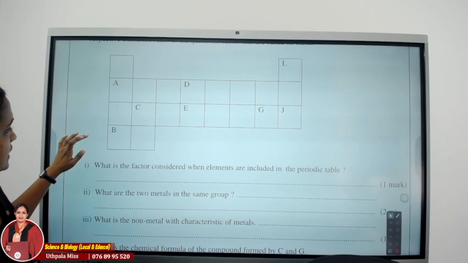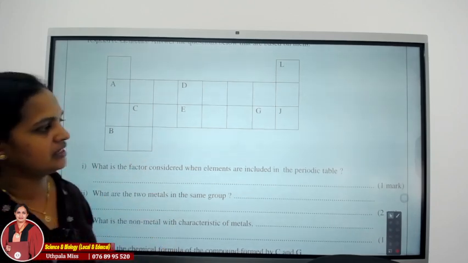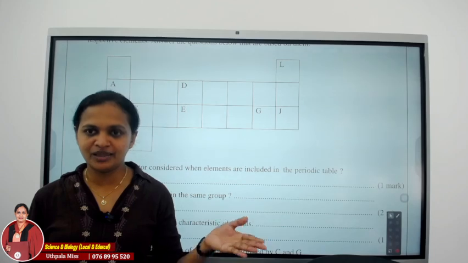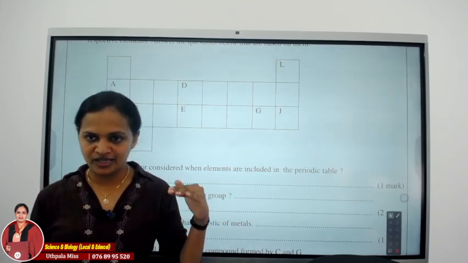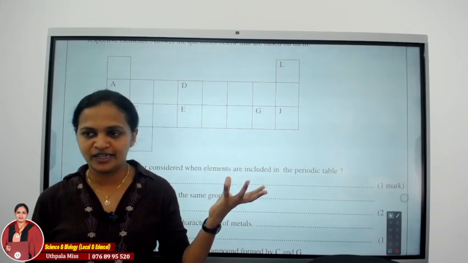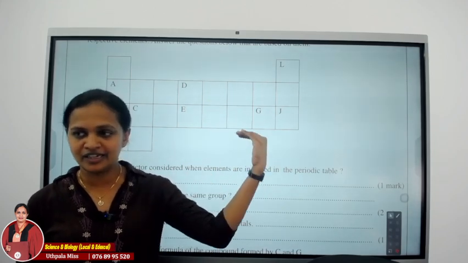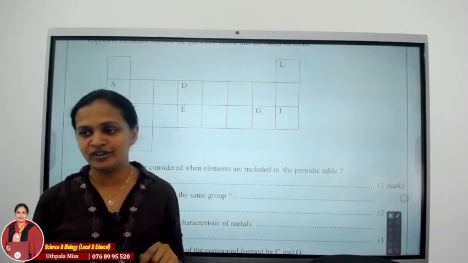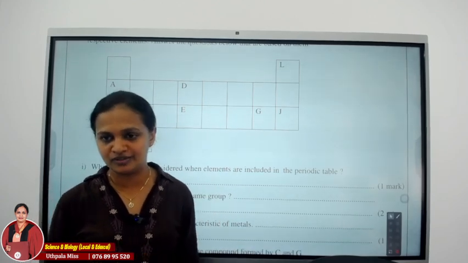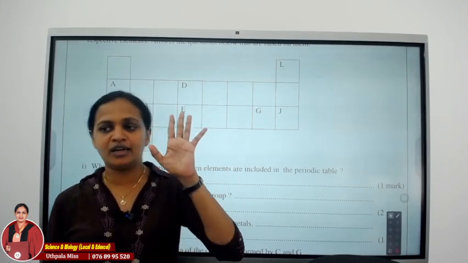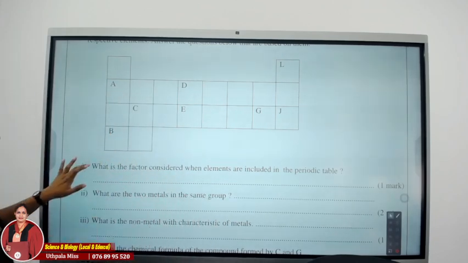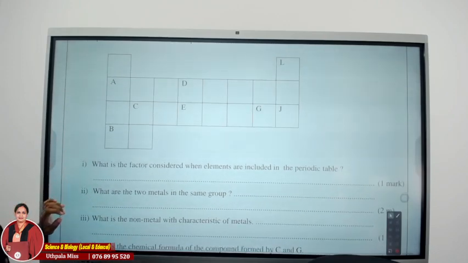What is the factor considered when elements are included in the periodic table? There are two factors considered: the atomic number and the electronic configuration. Based on the atomic number, we decide the electronic configuration. According to the number of energy levels, it is located in the correct period. According to the number of valence electrons, the electrons in the outermost energy level, we decide to which group it belongs. So we consider the atomic number and the electronic configuration. Okay?